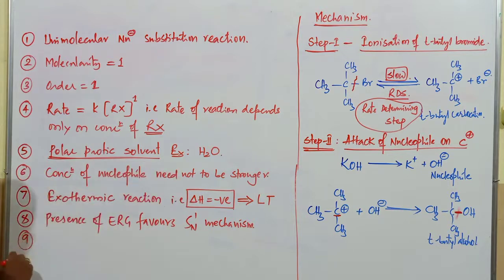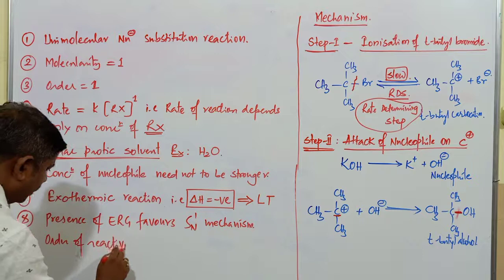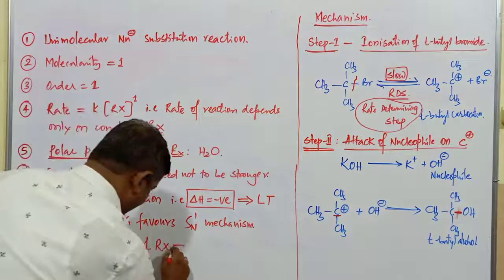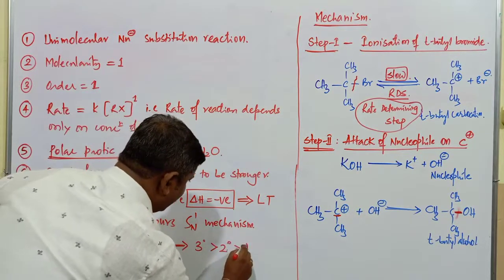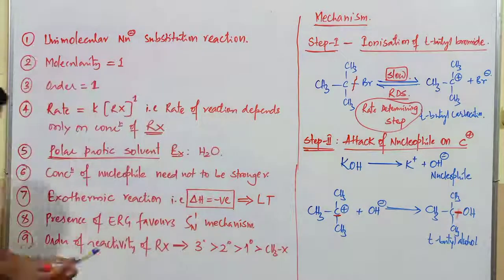And the next point: the order of reactivity of alkyl halides. Always it is 3 degree greater than 2 degree greater than 1 degree greater than methyl halides. So this is the order of reactivity of alkyl halides.